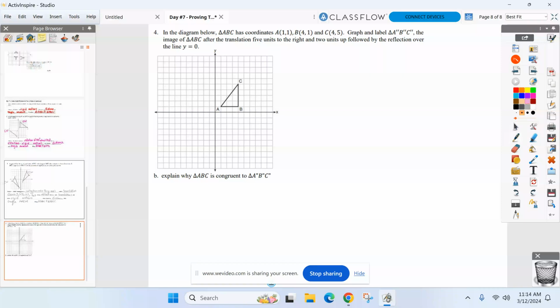All right, so let's first do the translation. 5 units right, 2 units up. Let's graph it. 1, 2, 3, 4, 5, 2 units up. And it looks like we can call this A prime because they're going to call this A double prime, B double prime, C double prime. So we don't have to leave this one blank, the translated one. 1, 2, 3, 4, 5, 2.